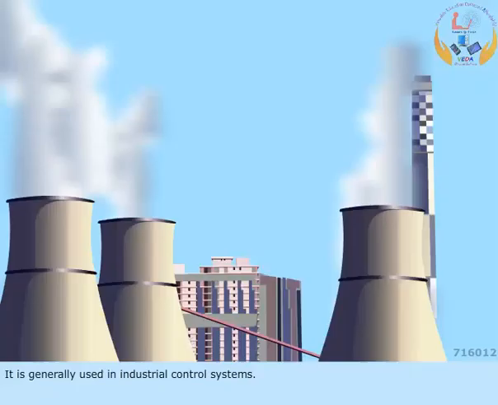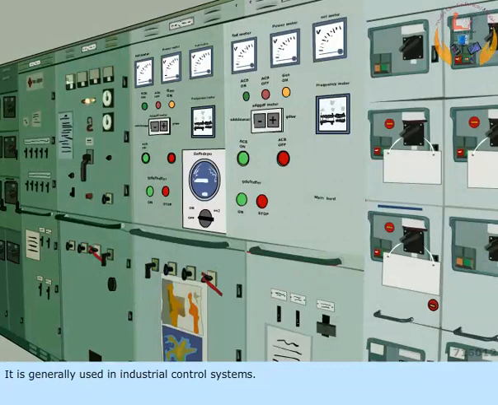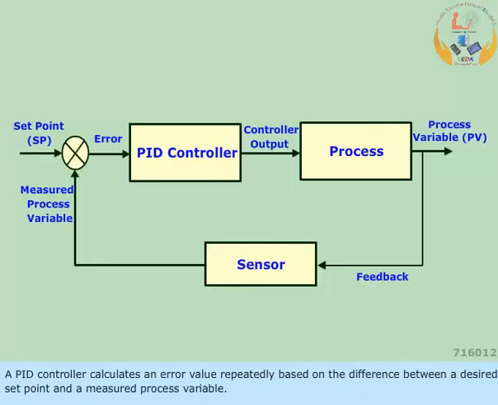It is generally used in industrial control systems. A PID controller calculates an error value repeatedly based on the difference between the desired set point and a measured process variable.